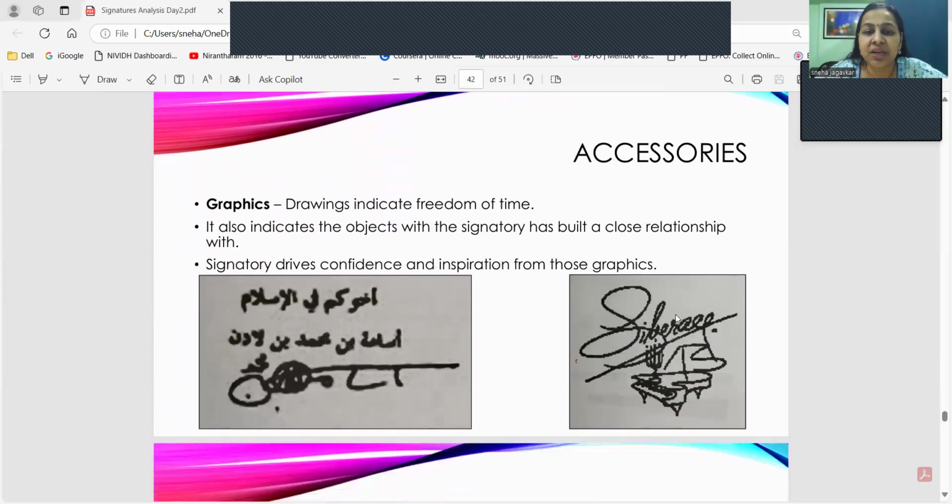Okay, now let's move to the graphics part. Drawings basically indicate a lot of free time the person is having, right? It also indicates the object with the signatory has built up a close relationship with the writer. And somehow the writer derives some kind of confidence or inspiration from these kinds of graphics. Again, I am not saying these things are completely negative or completely positive. Probably these could be neutral traits. But obviously, when it comes to signing legal documents, we are not allowed to do these kinds of things.